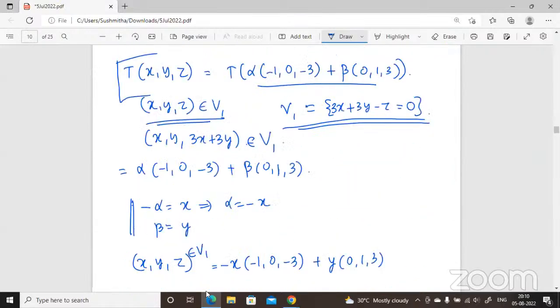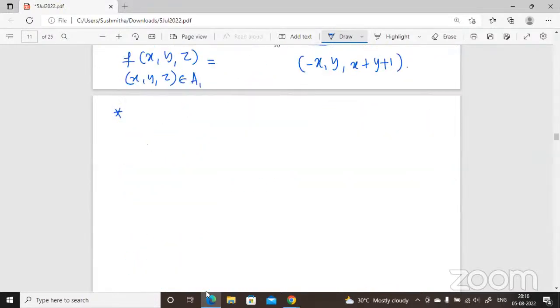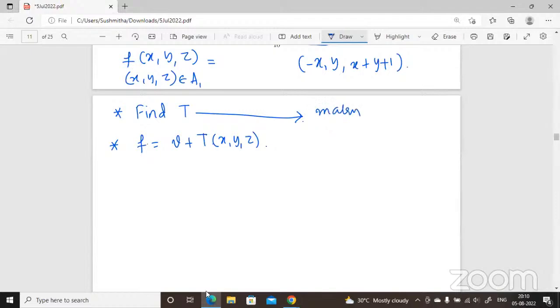Yes, the entire procedure quickly. So first thing, what you will do is you want to find T. And after you find T, you can write f is equal to some point in A2 plus T of x, y, z. So this is all that you want for the last question. But how will you find T? To find T, you don't know T, but you know the matrix of T with respect to some basis. So from the matrix of T and the given basis, we find T.